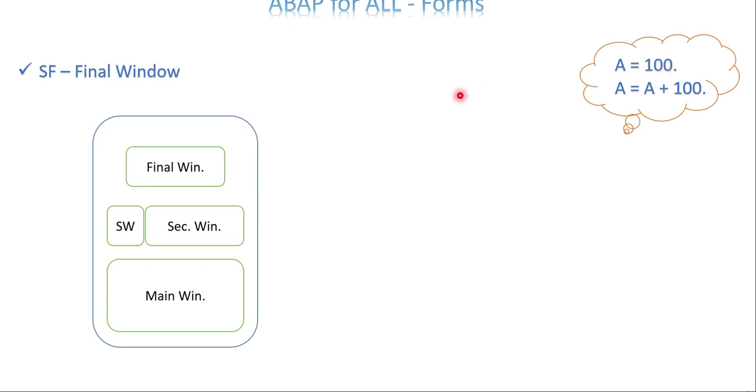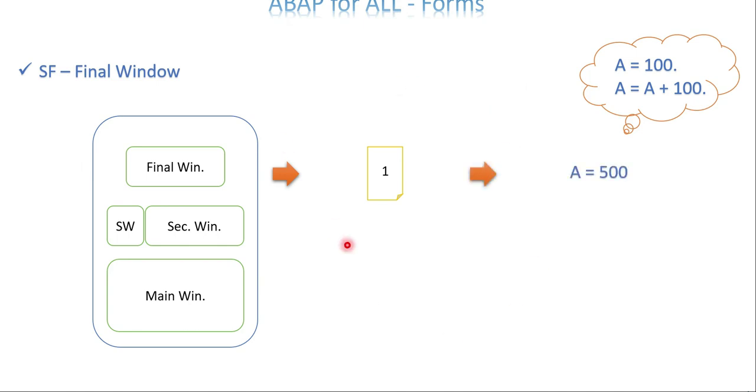Now the first one, if it is going to display only one page, my manual calculation is: A equals 100 in the global definition itself. Then it comes and executes the secondary windows first. So here 200 and here 300, then the main window 400, and then it comes to the final window, 500. So the output of this design, if it generates only one page, is 500.